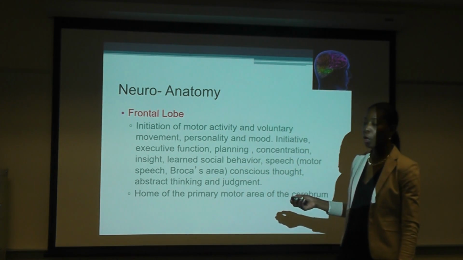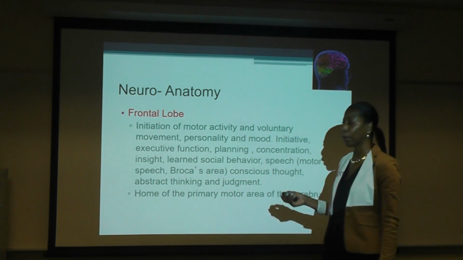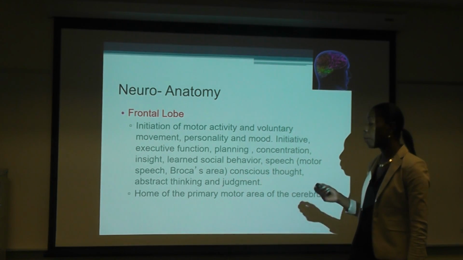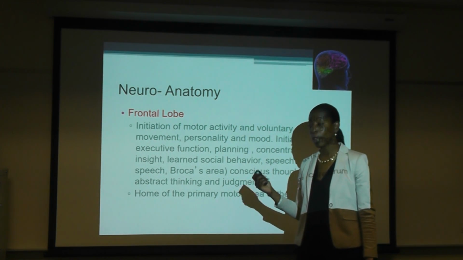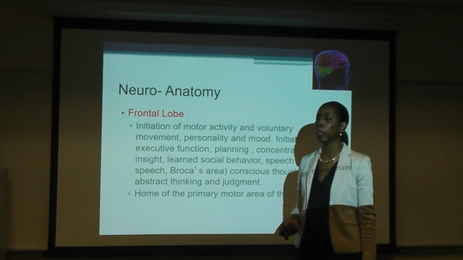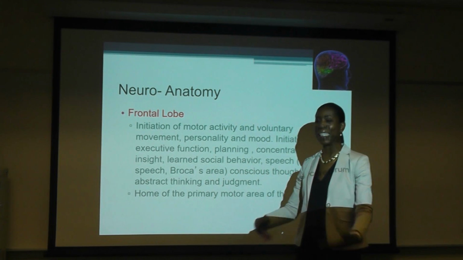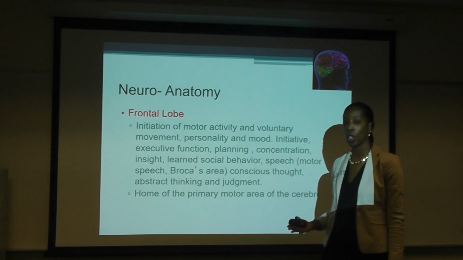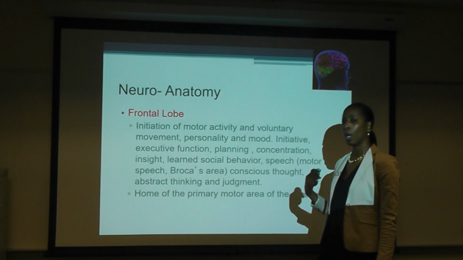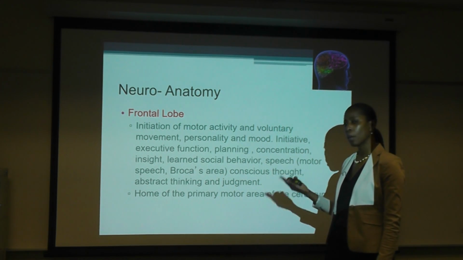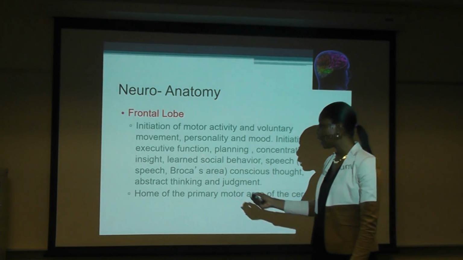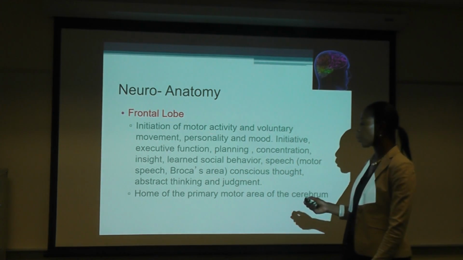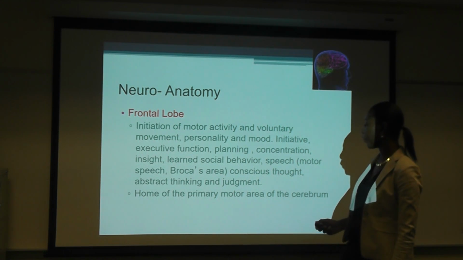Now the frontal lobe is the initiation for motor activity. The motor strip is in the back of the frontal lobe that we talked about. It handles executive function, planning, and learned social behavior. That's one of the things we see a lot: the patient who has no inhibitions whatsoever and will walk down the hallway completely naked. That's a frontal lobe injury. Someone who is not behaving like they normally do, has no inhibitions, is severely depressed, or is laughing inappropriately, sometimes that's a frontal lobe injury. Broca's area is housed in the frontal lobe. Again, that's expressive speech. And again, it's home for the primary motor area of the cerebrum.